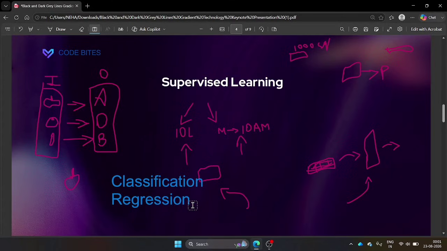Regression means it is predicting the numerical value. Here is how we find out the price, right? We are predicting the numerical value, house price. That comes under the regression part. I hope you guys are getting it. If you are not understanding, let me know in the comments.